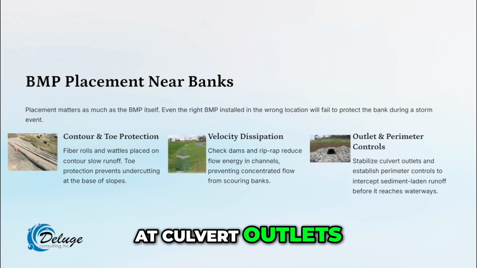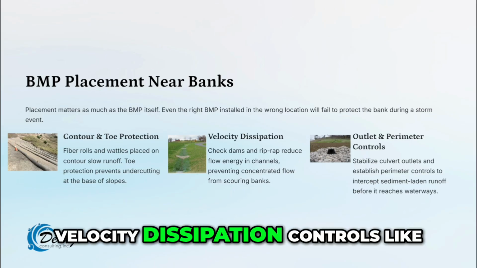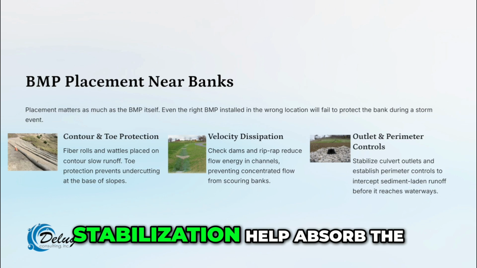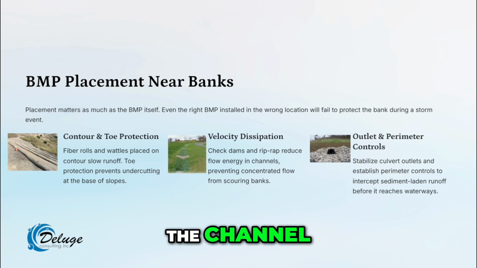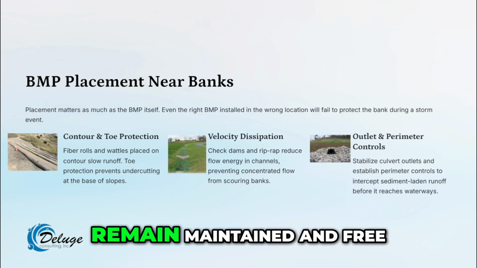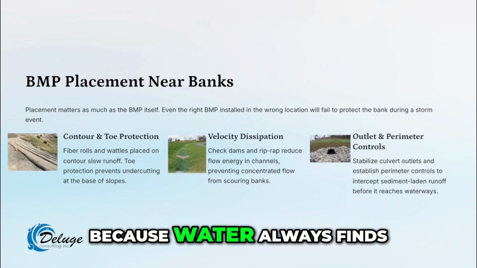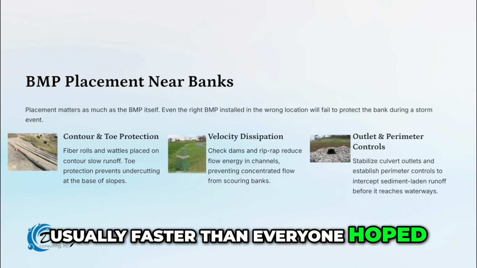At culvert outlets, channels, and concentrated flow paths, velocity dissipation controls like rock riprap, check dams, and outlet stabilization help absorb the energy before water damages the channel. Perimeter controls should also remain maintained and free of sediment buildup. Because water always finds weak spots eventually, usually faster than everyone hoped.